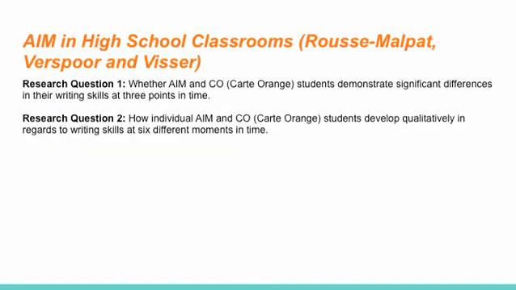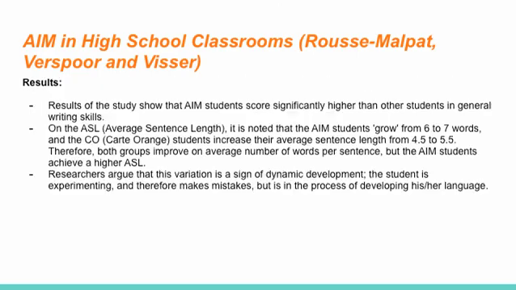The first research question was whether AIM and CO students demonstrate significant differences in their writing skills at 3 points in time. Their second research question was how individual AIM and CO students developed qualitatively in regards to writing skills at 6 different moments in time. The results of the study show that AIM students score significantly higher than other students in general writing skills. On the ASL, it is noted that the AIM students grow from 6 to 7 words, and the CO students increase their average sentence length from 4.5 to 5.5 words. Therefore, both groups improve on average number of words per sentence, but the AIM students achieve a higher ASL.